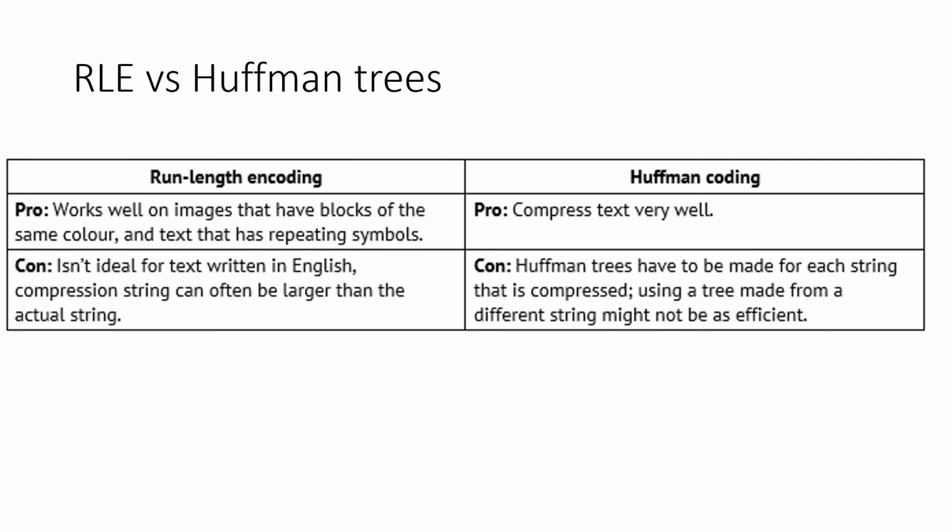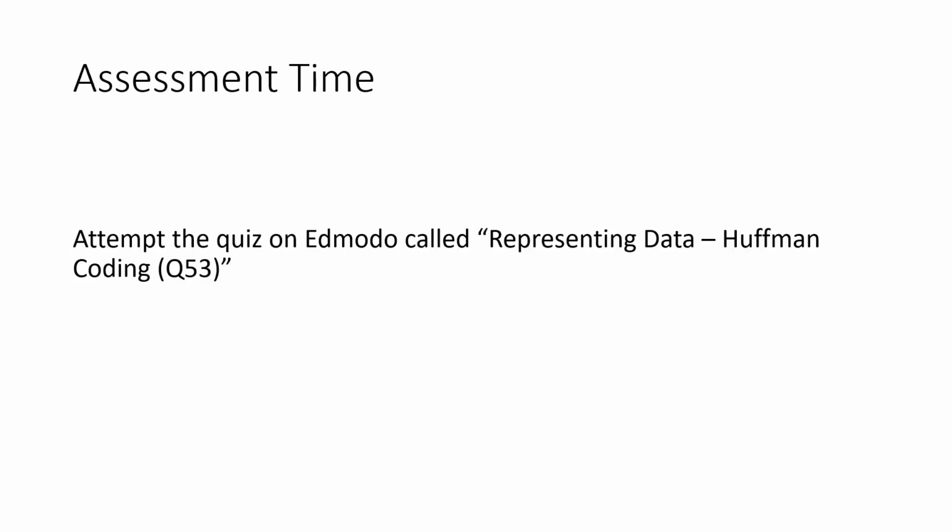Huffman is very good at compressing text. Run length encoding isn't good for written English because there's just not enough repeating patterns. The problem with Huffman is you have to keep making the trees for every single string that's compressed, which can be a bit inefficient sometimes. Let's see what you understood from this particular topic.